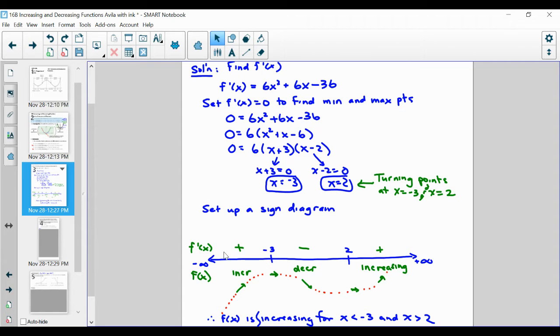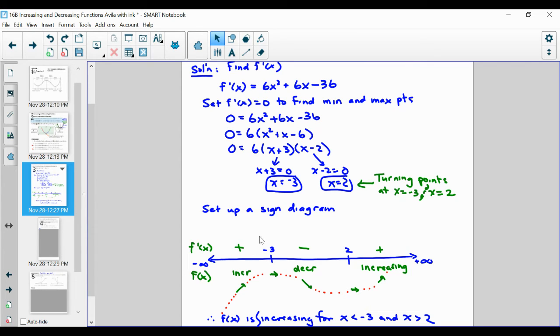If I pick a point that is less than negative 3, in this interval, it could be negative 4, negative 10, negative 100, and I plug it into my derivative, am I going to get a positive or negative value? I could plug it into the derivative up here, but it's probably easier to plug it into the factored form. Say I picked negative 4. I would have a positive value for 6, negative 4 plus 3 would give me a negative value here, and negative 4 minus 2 would give me a negative value here. So I would have a negative times a negative times a positive, which would overall give me a positive result.